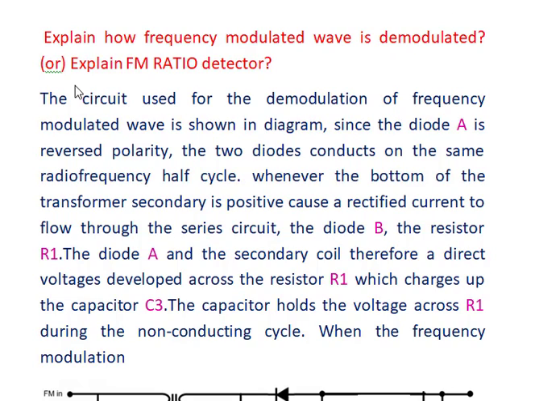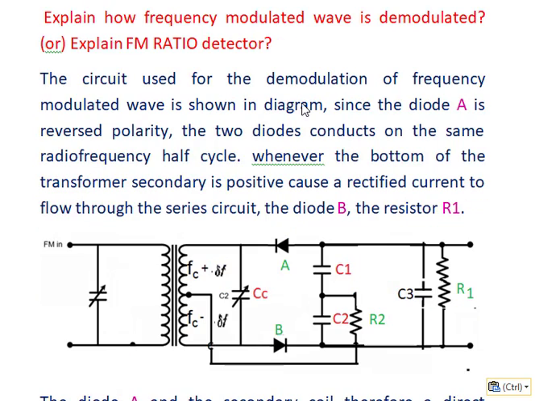In this connection, the question is: explain how a frequency modulated wave is demodulated, or explain the FM ratio detector. This circuit is also called a ratio detector. The circuit used for the demodulation of a frequency modulated wave is shown in the figure. Here the diodes A and B are connected in reversed polarity, so both the diodes conduct at the same radio frequency cycle.